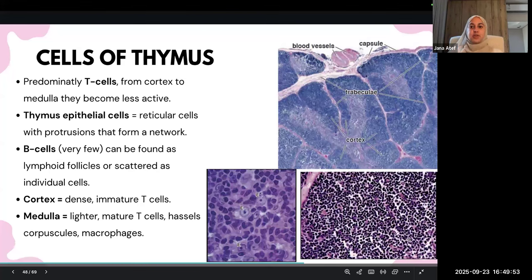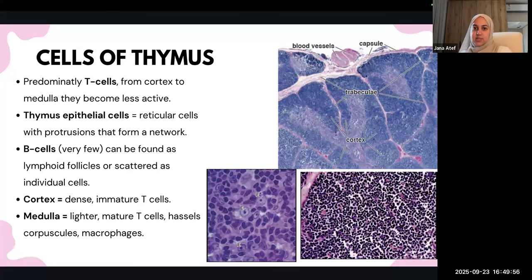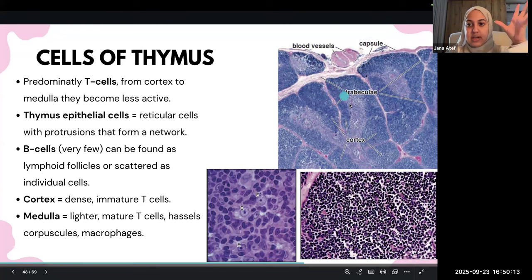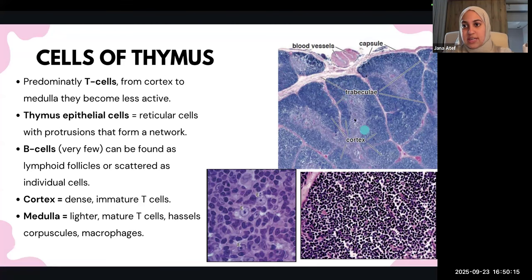Now the cells of the thymus, okay? We said it's primarily T cells. This is where they mature. They are more active... wait, I'm sorry. From the cortex to the medulla, they become less active. So that means they are most active in the cortex. This makes sense from the picture. Sometimes you get confused from reading, like I just did. So look at the picture. It's darker, which means it's more active. So they're active in the cortex, and as they go into the medulla, they become less active.